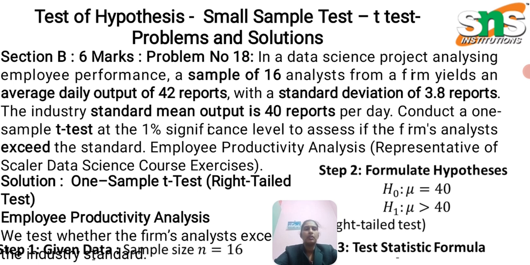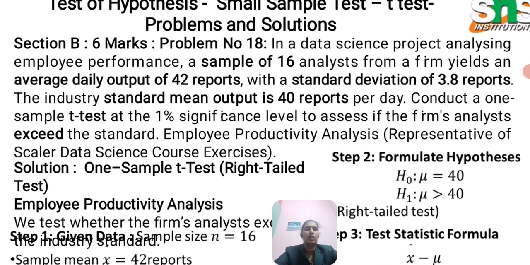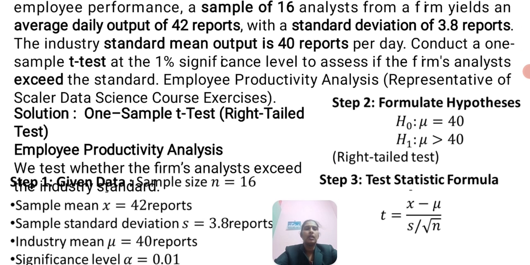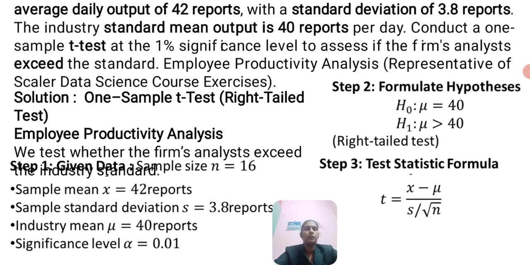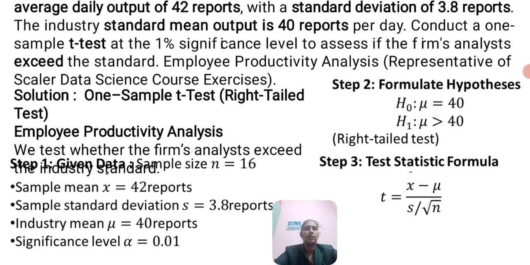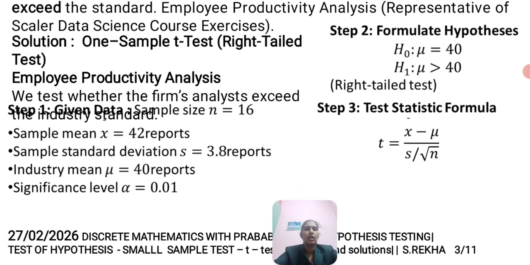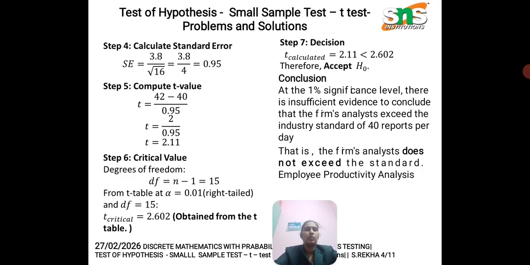Okay, so here also, for all the problems, we have to set the two hypotheses. One is the null hypothesis, another one is the alternate hypothesis. Null hypothesis is H naught: mu equal to 40, H1: mu greater than 40. So the t-test is t equal to x bar minus mu by s by root n. So here the sample mean is x bar equal to 42 and the standard deviation is 3.8, whereas the population mean is mu equal to 40 and alpha, the significance level, is 0.01.